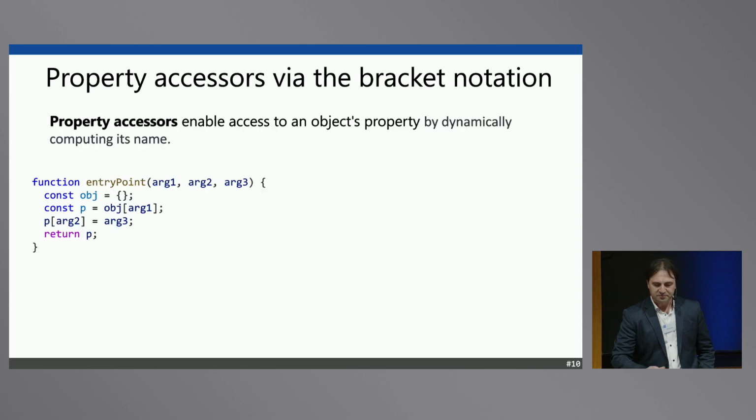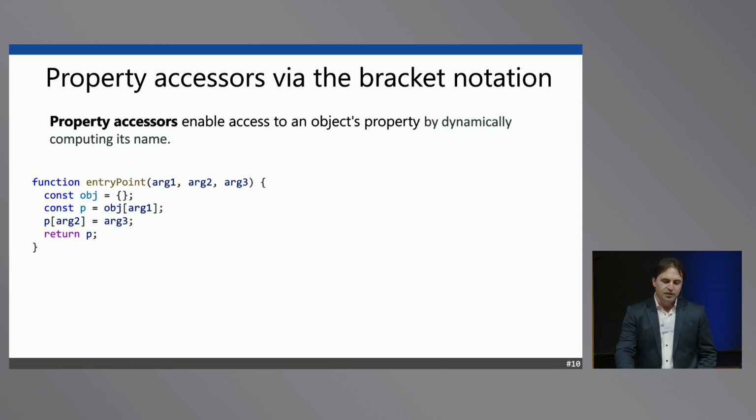Let's take a look at that. Suppose we have a function. By the way, I'm showing you some code here. Don't worry, I'll explain it if you're not comfortable with code. So suppose we have some function entry point, and we have these 3 arguments that the attacker can control. He can set them to his wish.